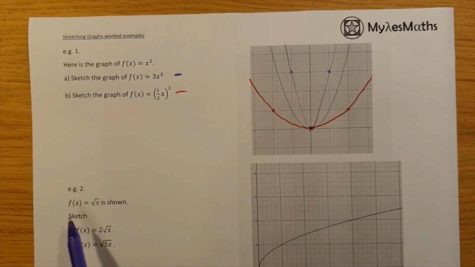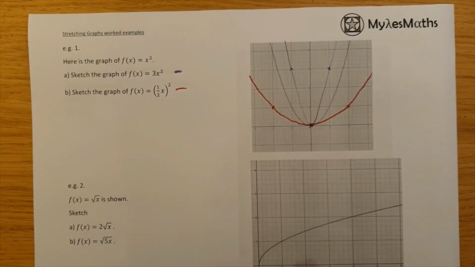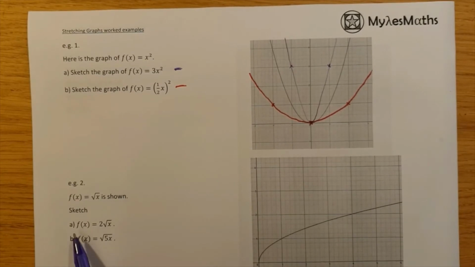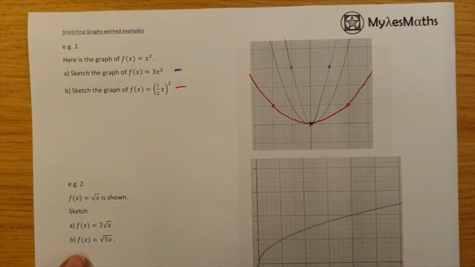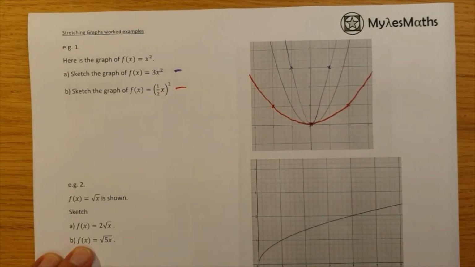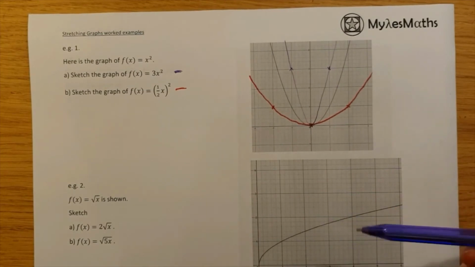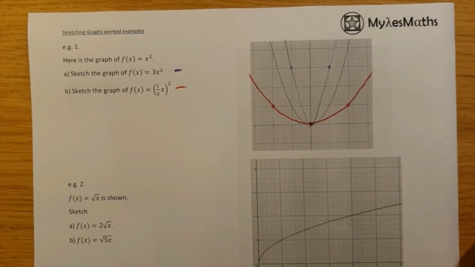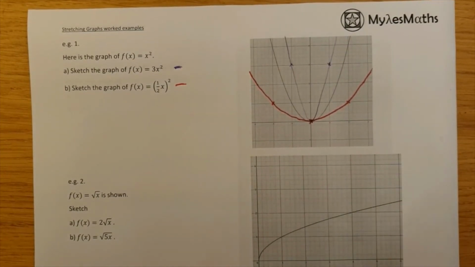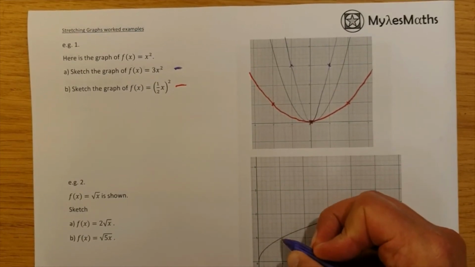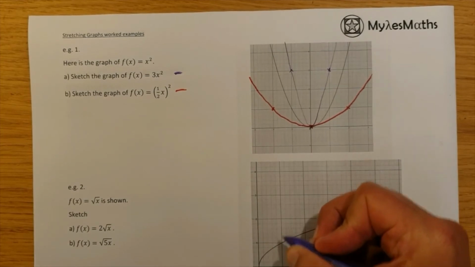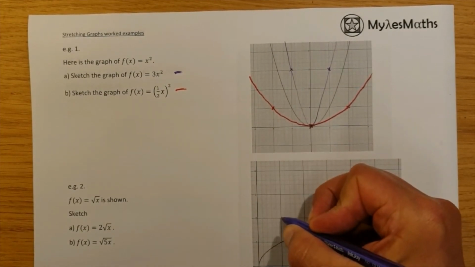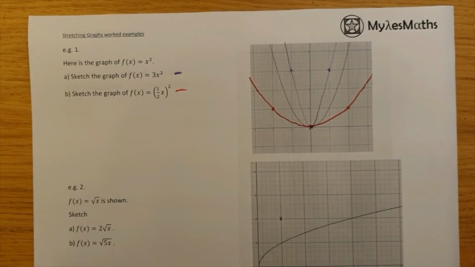Second example. f of x is root x, shown. Sketch f of x equals 2 root x. Okay, so the 2 is outside the function. That means it's a stretch in the y direction. So I should be able to just look at this and say, well, if I'm going through 1, 1, the stretched version of this would be a stretch in the y direction. So I must be going through 1, 2.